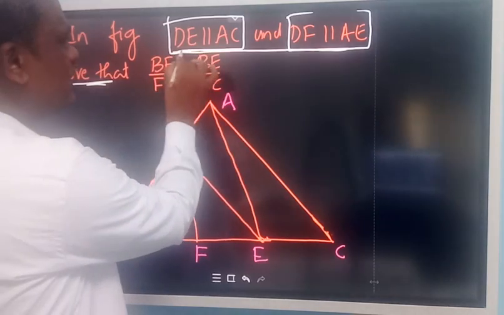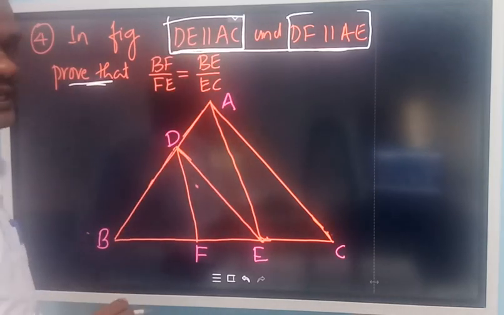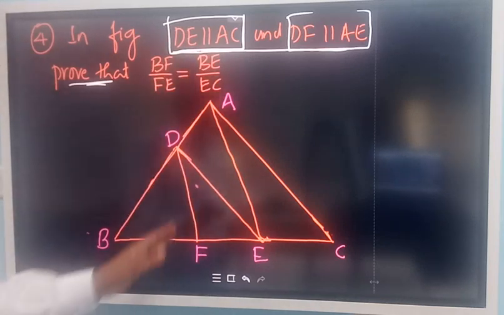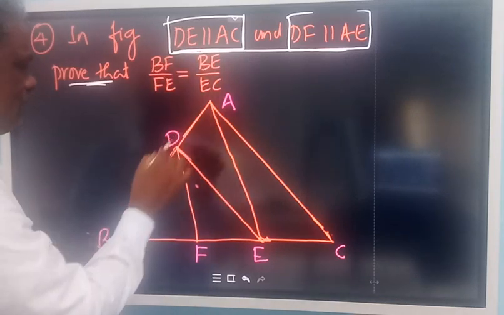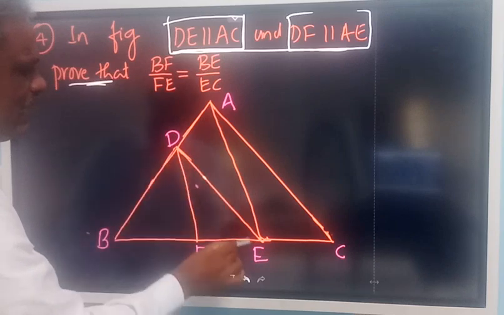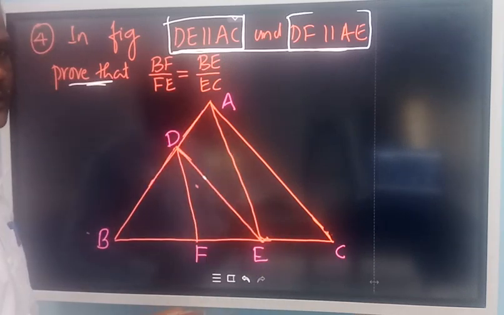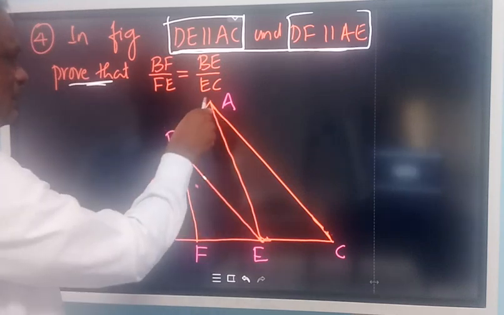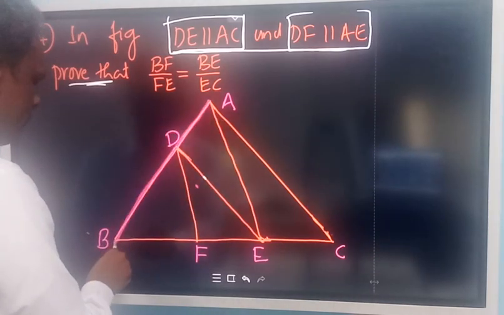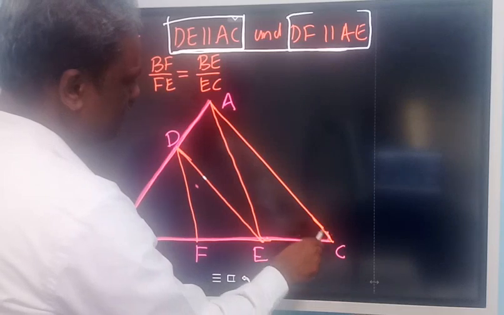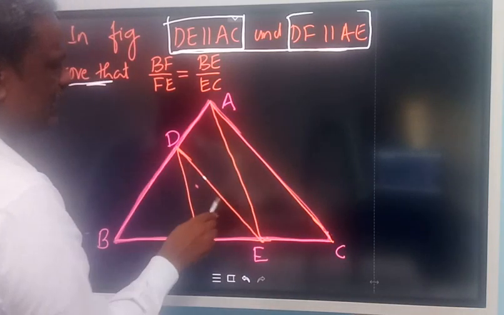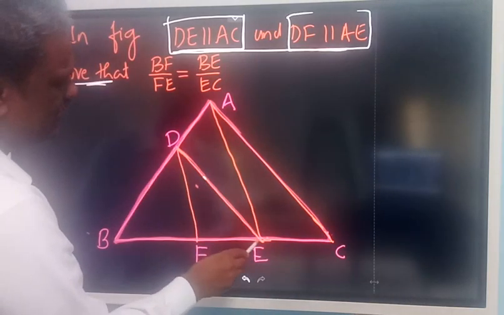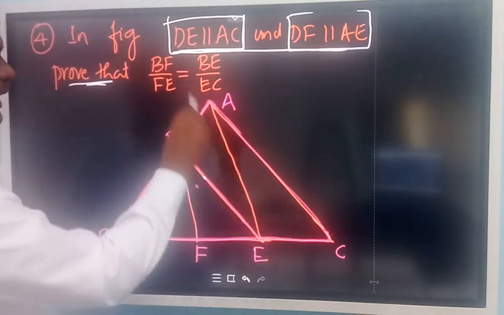Think that DE is parallel to AC. You have to take a triangle in which DE and AC are parallel. So which triangle can you consider? DE is parallel to AC means it should be part of triangle ABC. You take this larger triangle ABC.